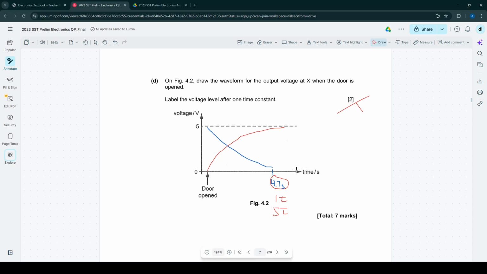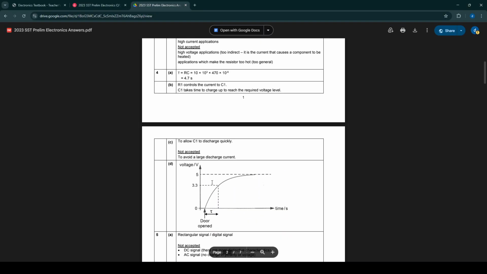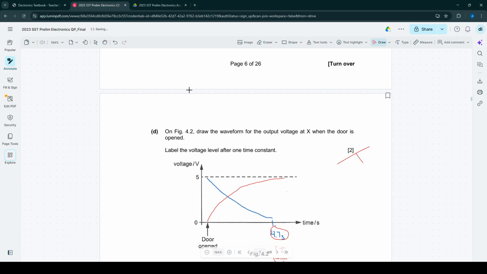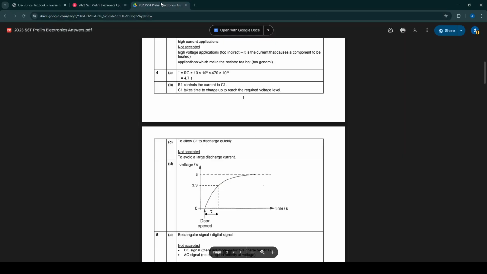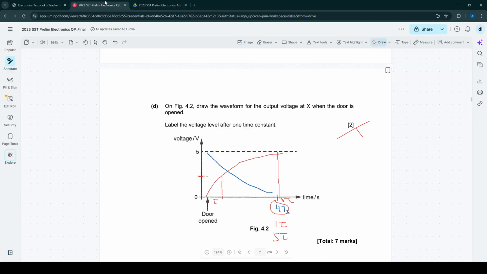Anyway, you must state the voltage or what is going on. This software sucks. I'm switching to Kami next time, bro. So you must also state the voltage after 1 tau and after 5 tau. They don't do it. They don't do 5 tau in here, but I guess it would be better if you did.